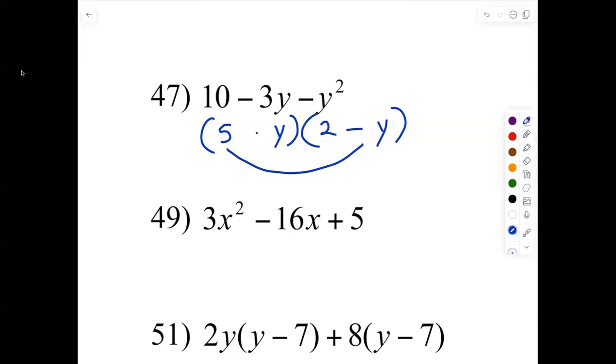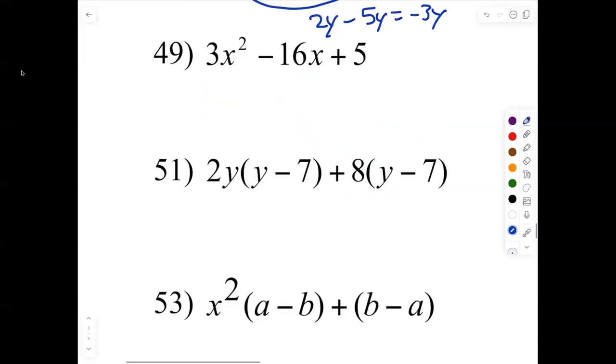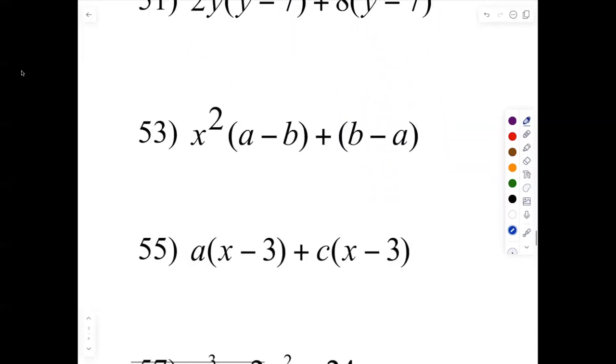If you ever have trouble, you can always just do what? Check to see if you're right. 5 times 2 is 10. Y times -y is -y squared. 2y minus 5y equals -3y. I know I'm right. All right, everybody good with that? All right, 49, 51 is easy.